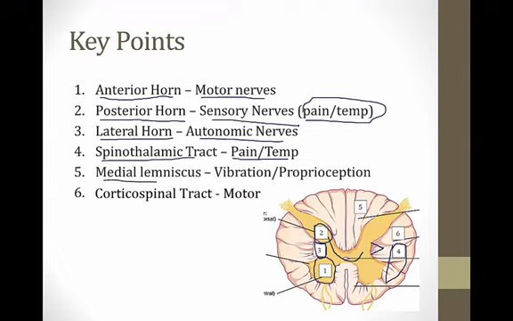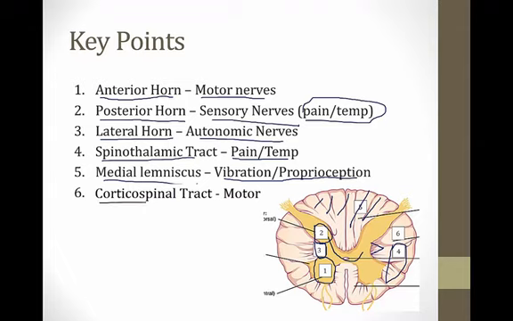Point 5 is that the medial lemniscus pathway carries vibration and proprioception. So down here in this picture, point 5 is in the back. That's this section back here. It's technically called the posterior column in the spinal cord, and then it's called the medial lemniscus in the brainstem, but most people just call it the posterior column for simplicity's sake.